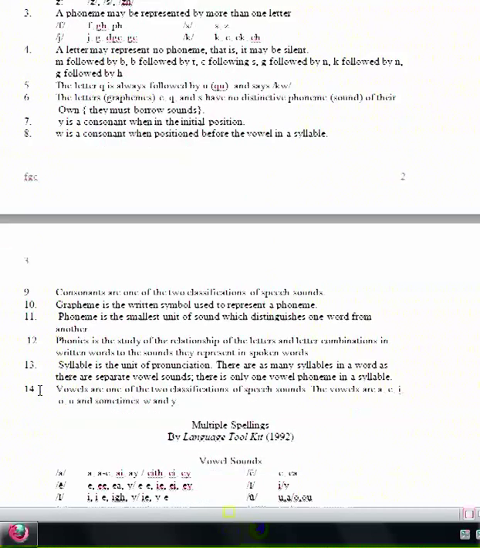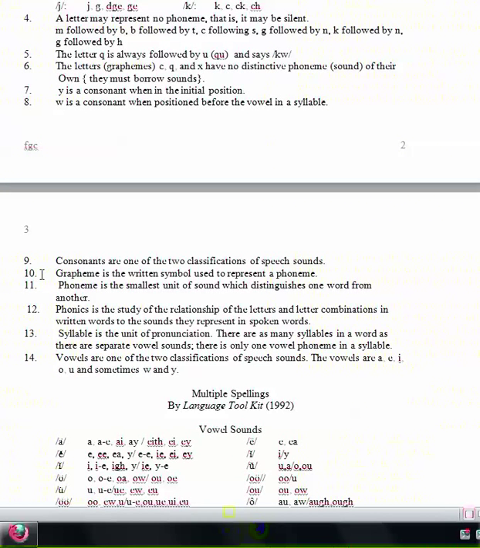Number 9, consonants are one of the 2 classifications of speech sounds. Number 10, a grapheme is the written symbol used to represent a sound. Number 11, a phoneme is the smallest unit of sound which distinguishes one word from another. 12, phonics is the study of the relationship of the letters and letter combinations in written words to the sounds they represent in spoken words.